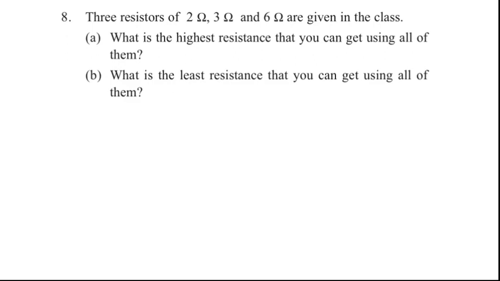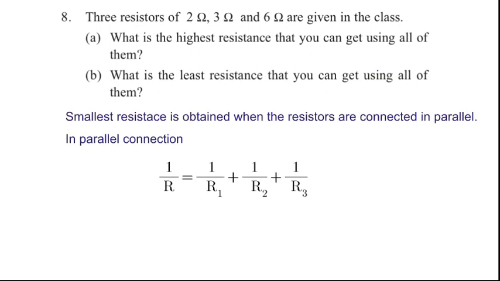Now, what is the least resistance that you can get using all of them? In order to get the smallest resistance, we must connect these resistors in parallel. That is, smallest resistance is obtained when the resistors are connected in parallel. In parallel connection, we cannot directly calculate the resistance. Instead, we are calculating the reciprocal of resistance, that is 1 by R.